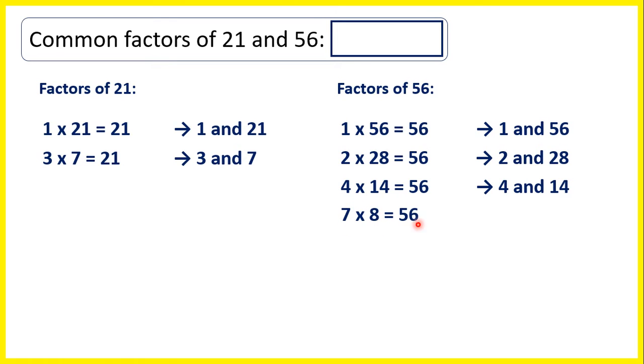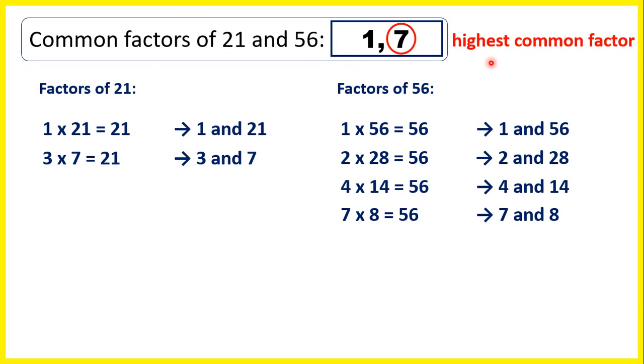7 and 8 are also factors. So the common factors of 21 and 56 are 1 and 7, because 1 and 7 are factors of both numbers. So the highest common factor of 21 and 56 is 7.